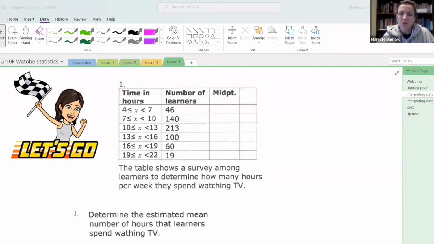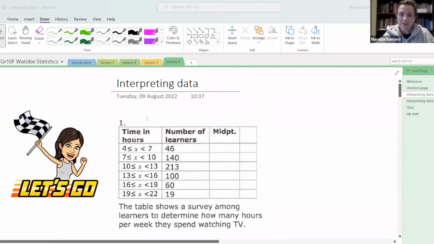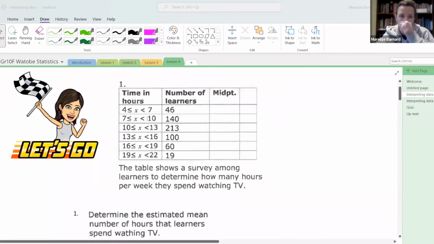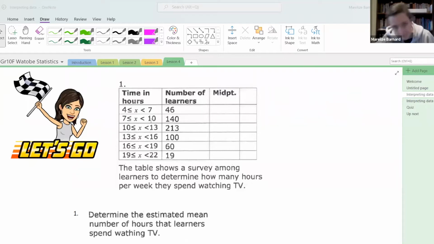So in our question here, we've got the number of learners, and it says the table shows a survey among learners to determine how many hours per week they spend watching TV. I want you to quickly copy the table over and then let's see if we can calculate the estimated mean using our table. For the estimated mean, we are going to need the midpoint.